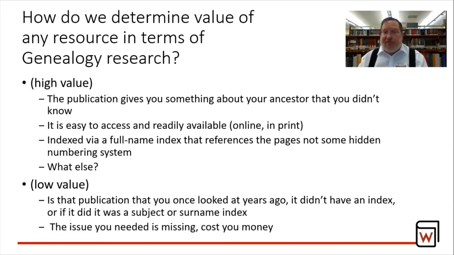Low value is that publication that you used 20 years ago that you didn't find your ancestor. It didn't have an index, or maybe it had a surname index and there were 50,000 pages of Smiths or your surname listed. The issue that you needed is missing. It cost you money to get. That's how we value things.